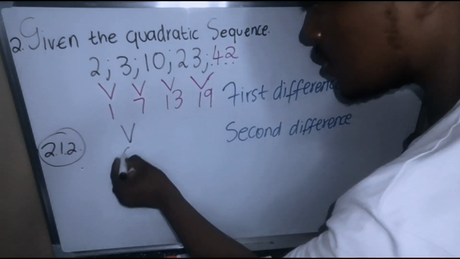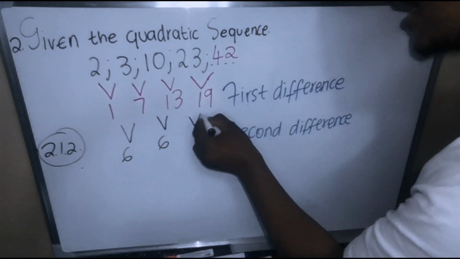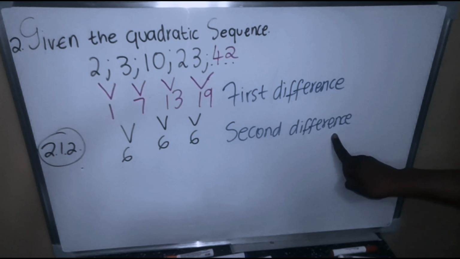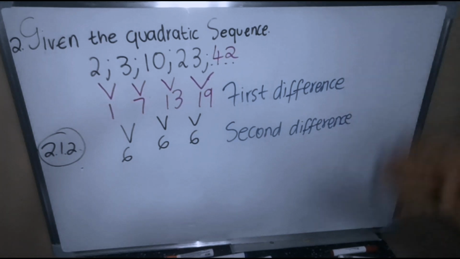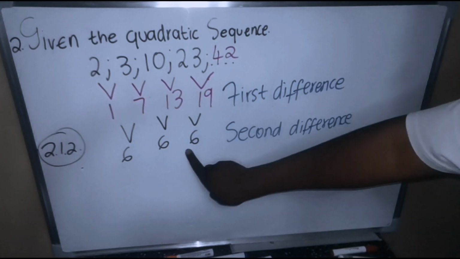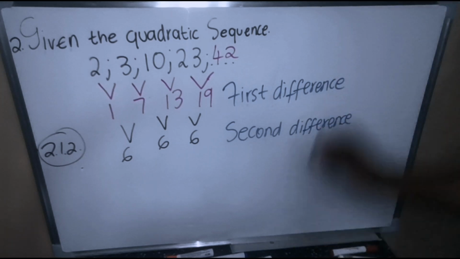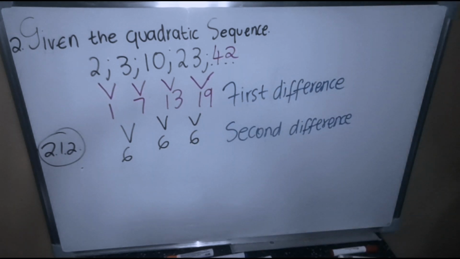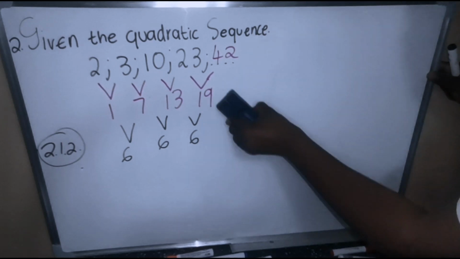7 minus 1 is 6. 13 minus 7 is 6. 19 minus 13 is 6. This second difference is constant. That's very important, and this is how you're going to find the general term for this sequence. Now, this 6 is our second constant difference. You just need to include the constant difference because it's 6, it's constant. That's how you find the second difference. So this only applies to quadratic sequences.